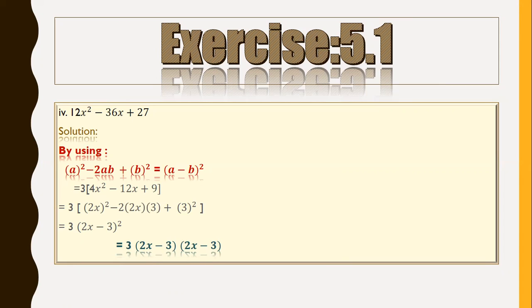Because there is a negative sign with the second term, it means this is the formula of (a minus b) whole square. So we write 3 because we took 3 common. So in our answer we must write 3. You cannot omit 3 from the steps. 3 into (2x minus 3) whole square. Again we split (2x minus 3) square in the form of (2x minus 3) into (2x minus 3). Question number 3 is completed.